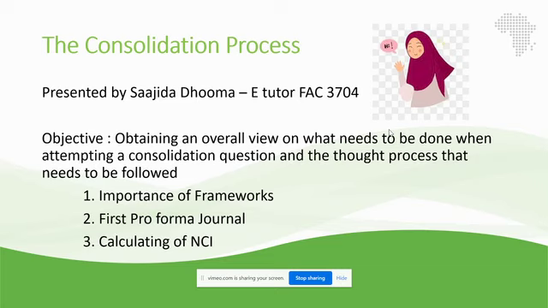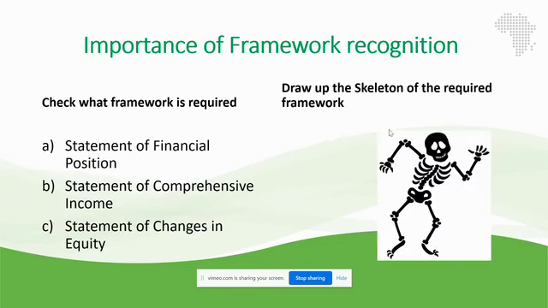There are 3 points that we're going to be talking about. Number one, the importance of frameworks. Number two, the first pro forma journal that you need to know off by heart. It's a standard journal, it doesn't really change. And number three is calculating the NCI, which is your non controlling interest. It's either in the statement of comprehensive income or statement of financial position. We'll go through both.